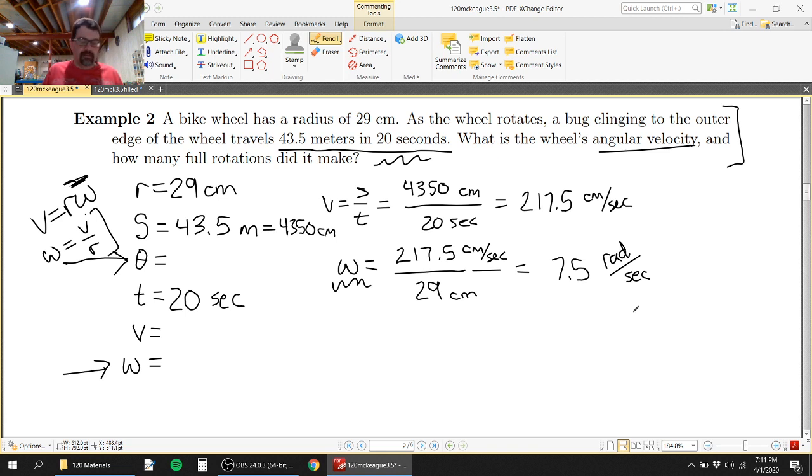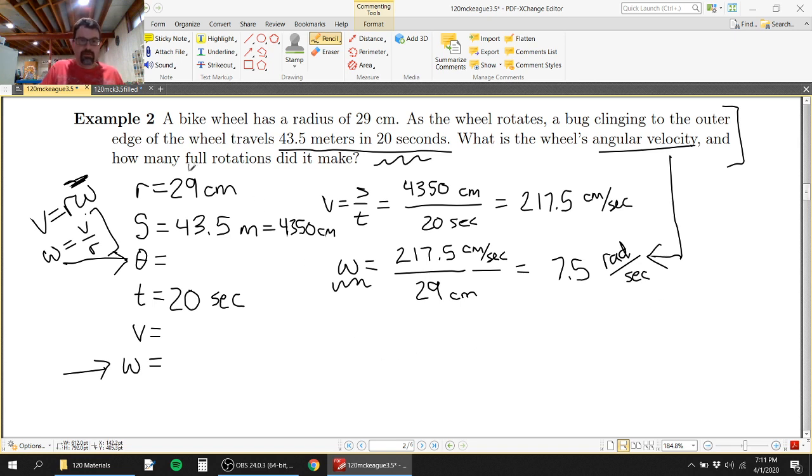All right. So that's how it comes out. And that's a legit answer to what's the angular velocity. Well, there you go, 7.5 radians per second. All right. It's not specifying a unit in particular.